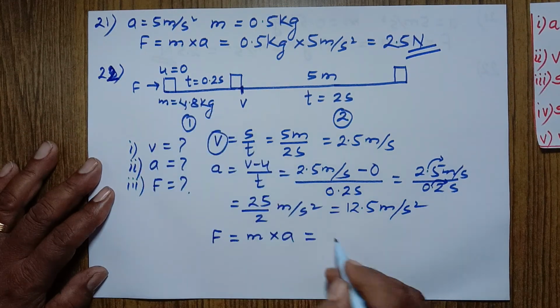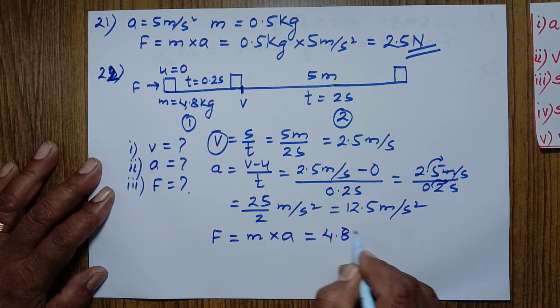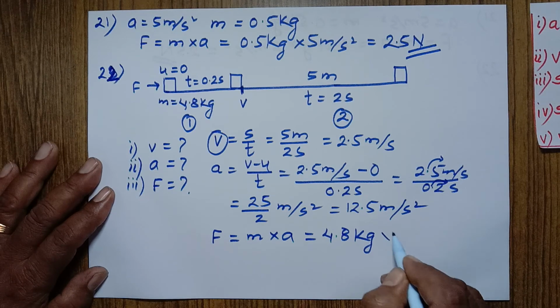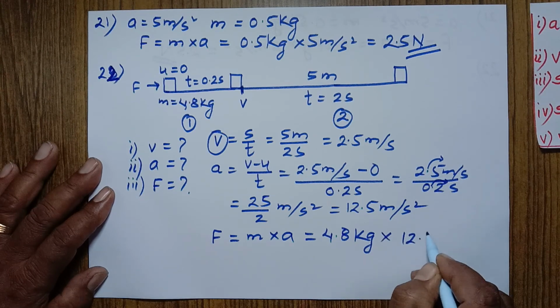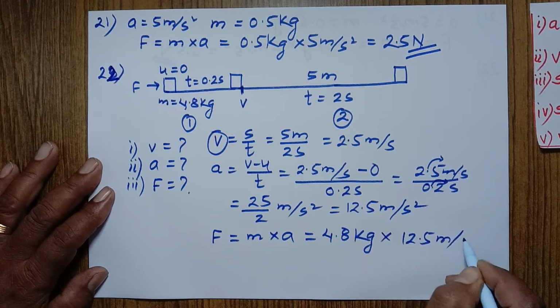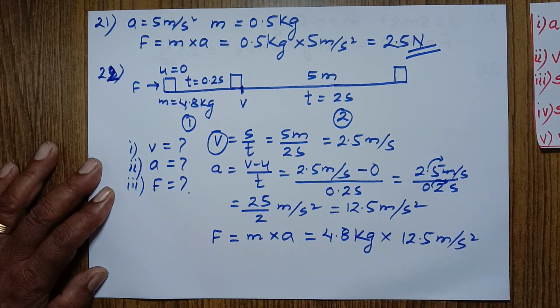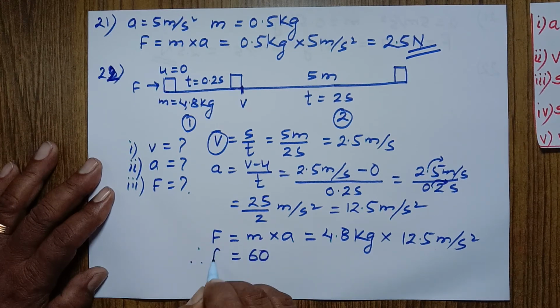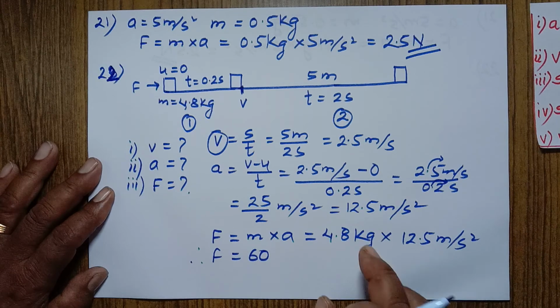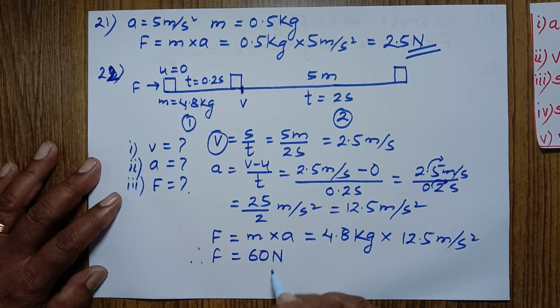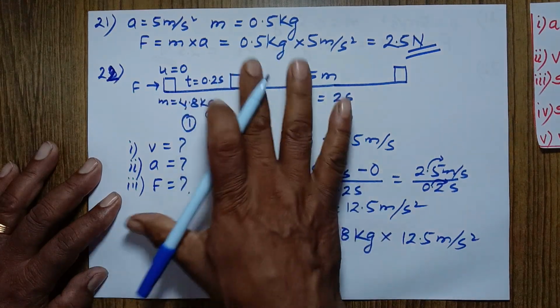How much is the mass? 4.8 kilogram is the mass. And what is the value of acceleration? 12.5 meter per second square. If we multiply 4.8 with 12.5, then its result will be 60. I have calculated previously, therefore F is equal to 60 kg meter per second square, which means Newton. This is the solution of question number 22.